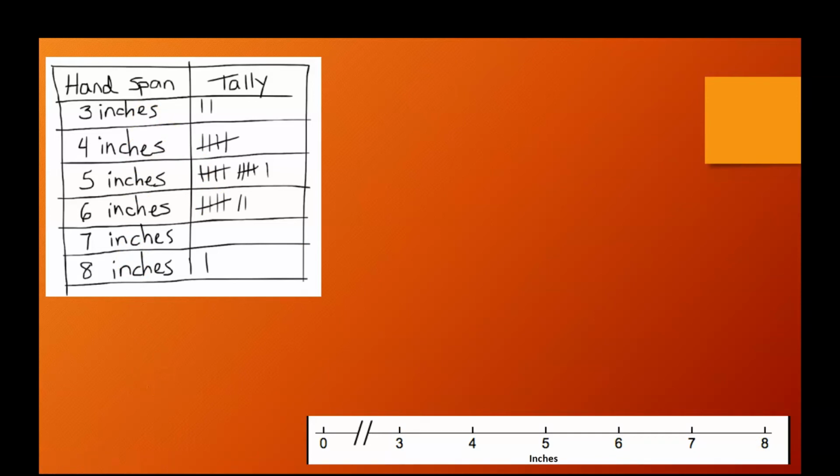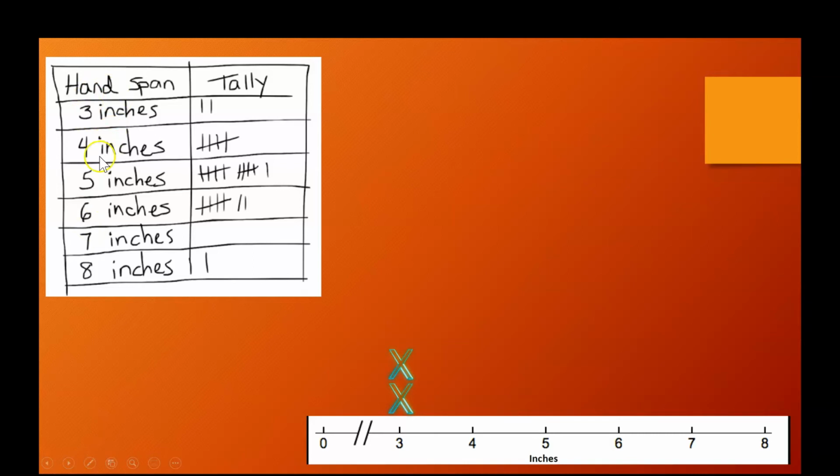So how many tally marks do we have for 3 inches? Well, let's look at our chart. We have 3 inches here and we have 2 tally marks here. So we're going to add 1, 2 X's. And notice how I stacked my X's on top of each other right above the 3 so that we know that that is what we're marking.